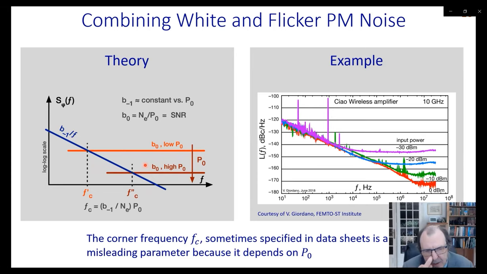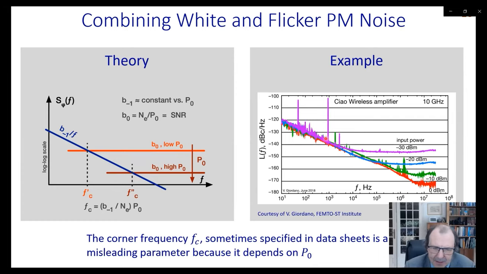Sadly, this corner frequency is sometimes used in data sheets, and it is also used in the SPICE simulation program to simulate electrical circuits. I say sadly because this corner frequency depends on the operating point, depends on the carrier power, and so on. So it has to be pre-calculated before running the noise simulation. Well, anyway, this is what the theory suggests, with the flicker and white noise depending on power.